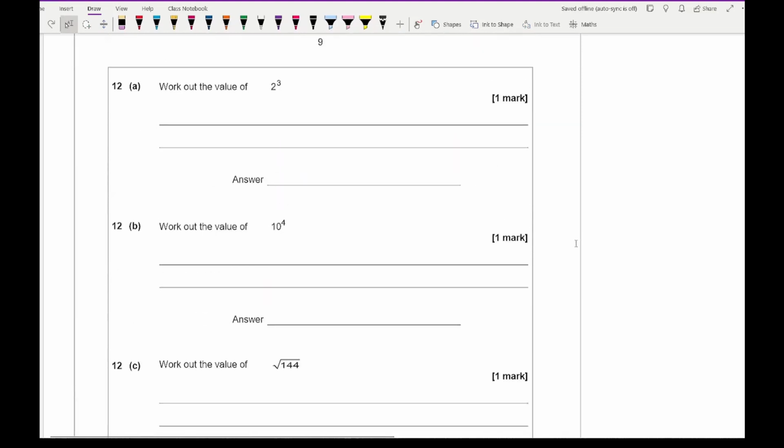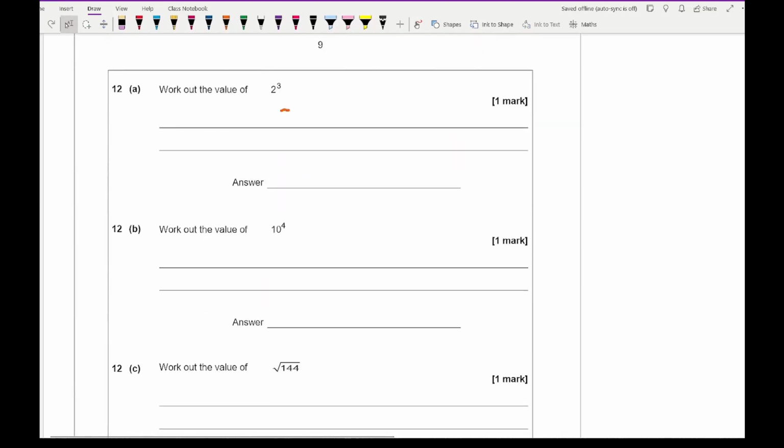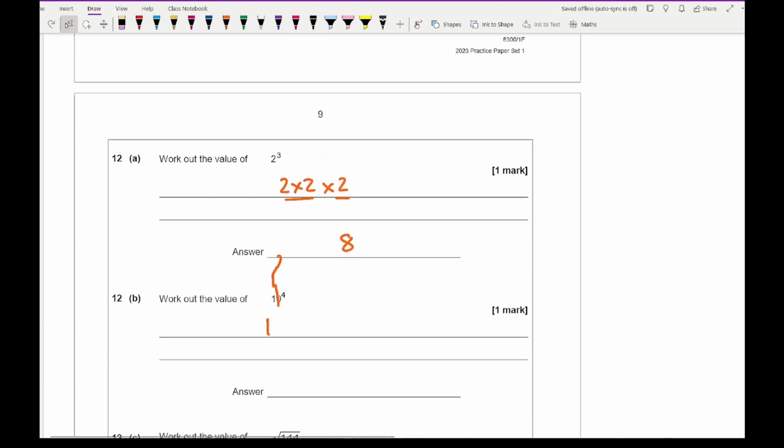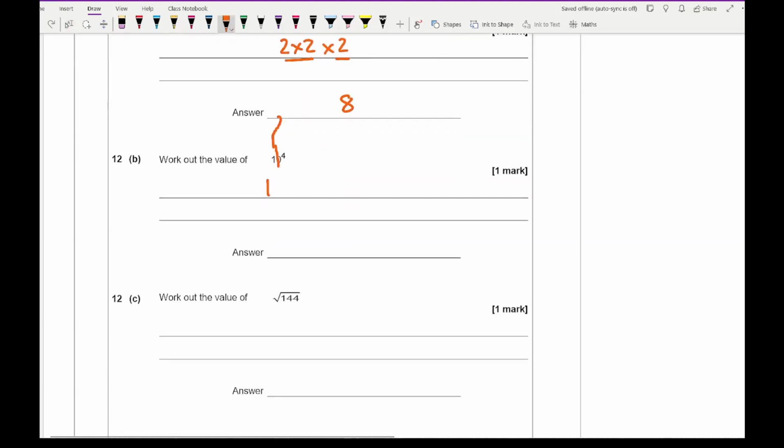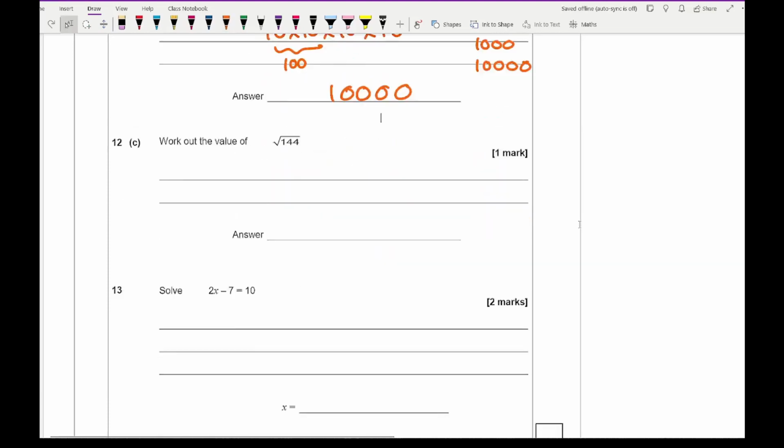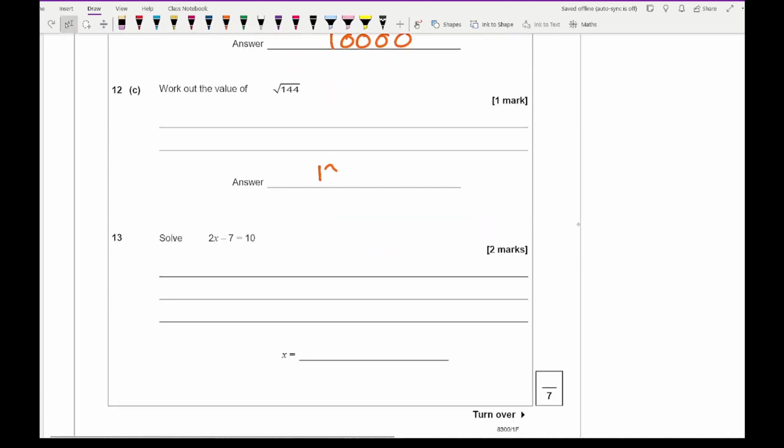Then for question 12a, it says work out the value of 2 cubed. Well, 2 cubed is 2 times 2 times 2. Well, 2 times 2 is 4, times 2 is 8. Work out the value of 10 to the power of 4. So let me just get rid of that. So here we've got 10 times 10 times 10 times 10. So here we've got 100 times 10 is 1,000, times 10 again gives us 10,000. Then work out the value of the square root of 144. Well, that's going to be 12.